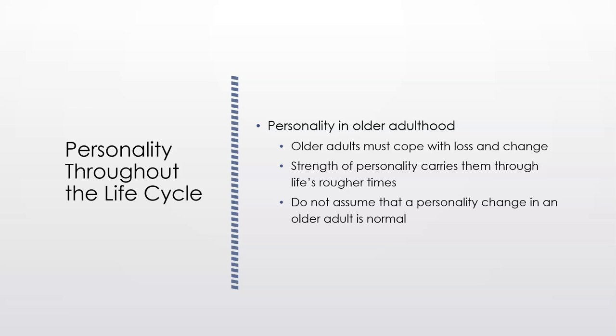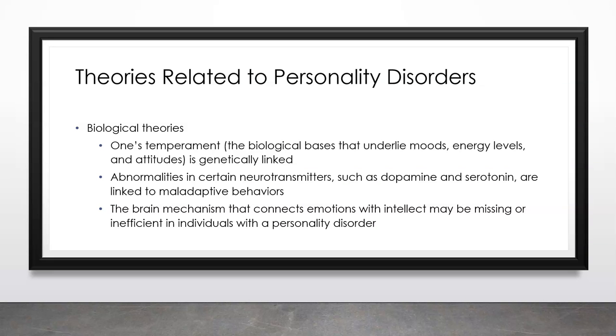So older adults must cope with loss and change, right? People around you just die as you get older. It happens. The strength of personality is going to carry them through. And again, like I said, don't assume a personality change is normal, right? You have someone who's always been active and now they undergo dialysis, or an elderly individual who's been in an accident and now they are paralyzed from the waist down, right? We need to double check that if we're looking at an older adult and there's a personality change, that something else is going on.